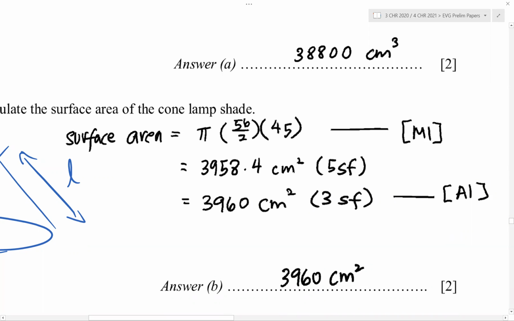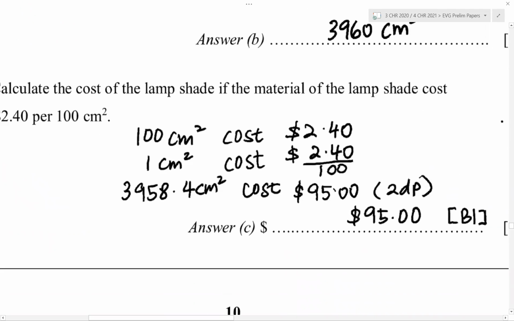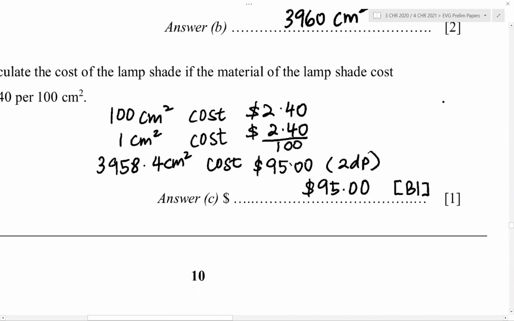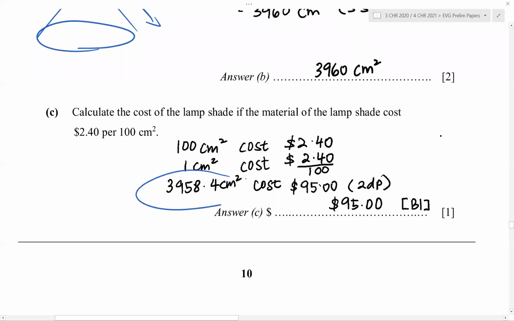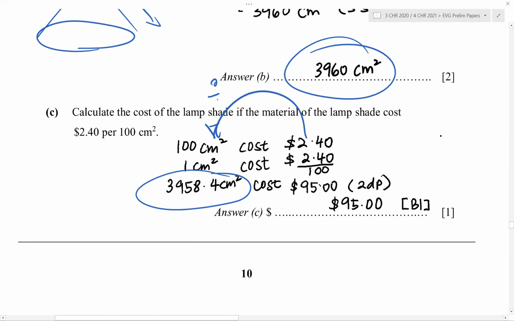So here, okay? Okay, now we have money. 100 cm cube costs $2.40. How much does 3958.4 cm cube cost? Take note that they are using the more precise one, 5 lesser. They are not using 3 SF, so that we get a more accurate answer. So this is the same, where we have our division and multiplication.